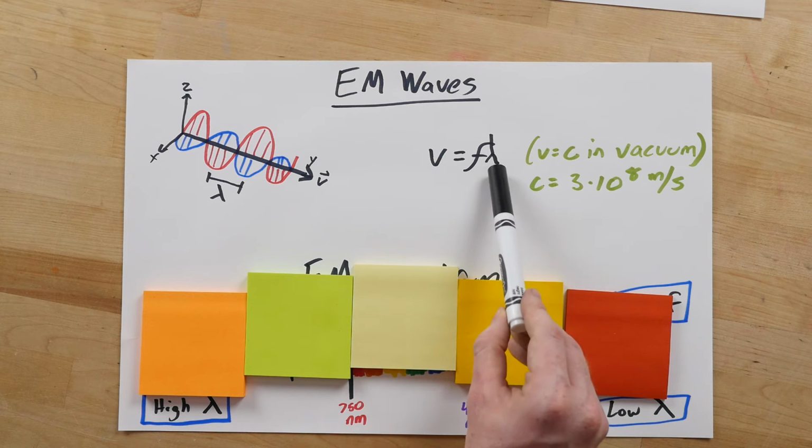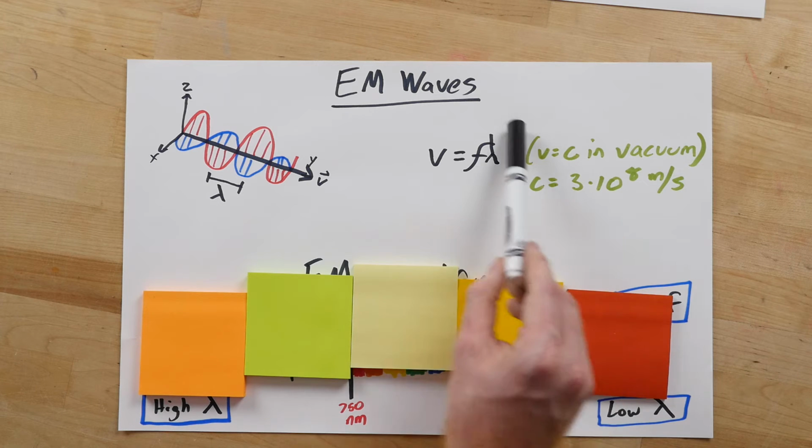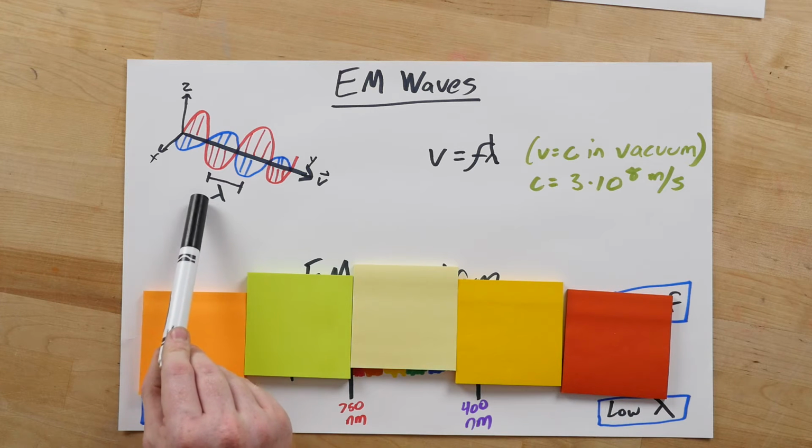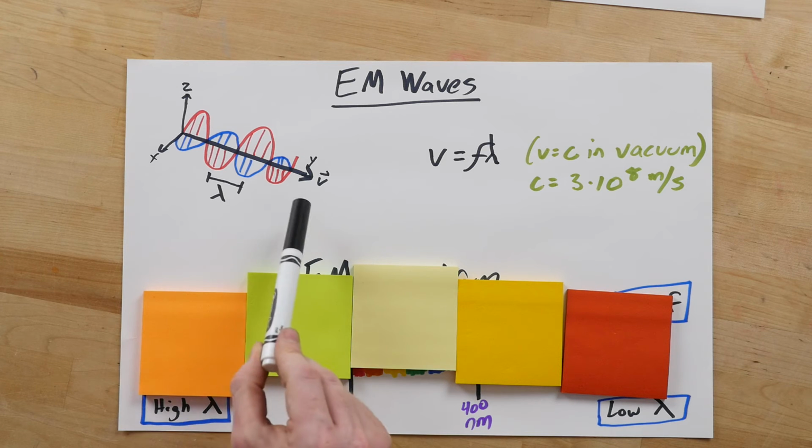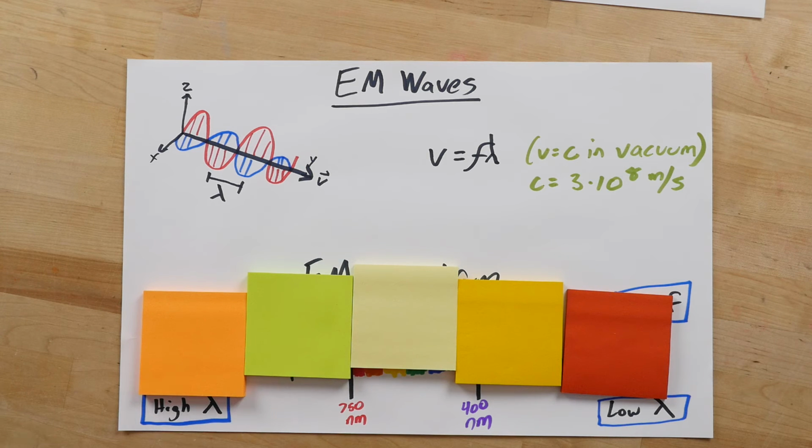Now these waves travel at the speed of light in a vacuum, and there's a relationship between the velocity, their frequency, and their wavelength according to this equation. Note that the wavelength corresponds to the distance between one peak and the next peak, or one trough and the next trough, and that the frequency is just the number of waves that pass by a given point in a second, which we refer to as hertz.